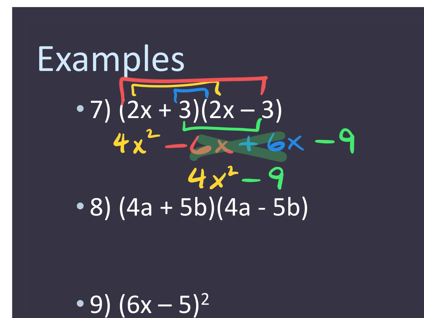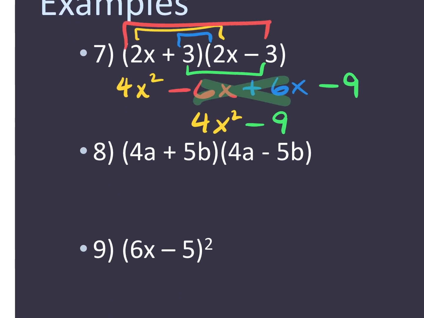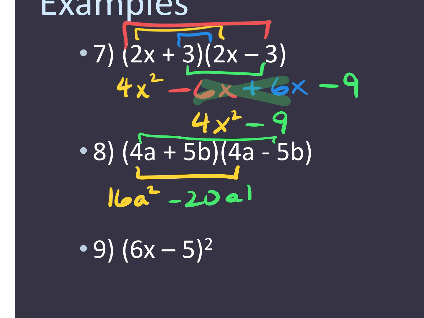So when the numbers are exactly the same in the binomials, but one's a plus sign, one's a minus sign, always what results is the difference of two squares. Same thing's going to happen on the next one. If I do first, I get 16a squared. The outside gives me negative 20ab.